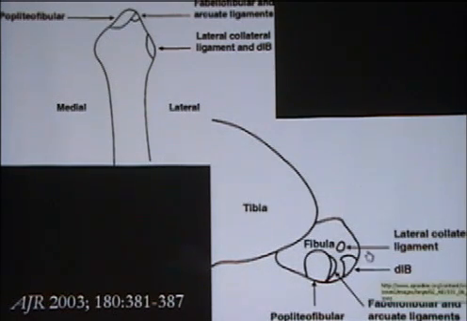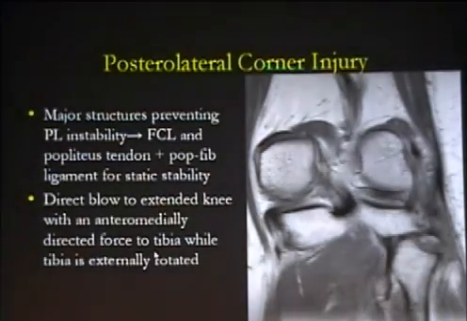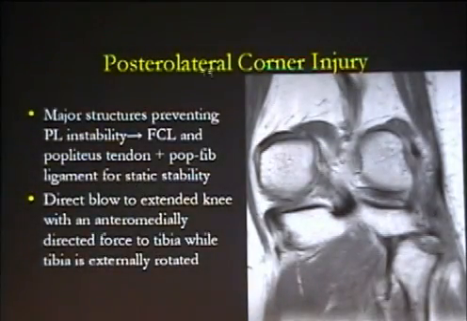Okay? Here, this is an axial schematic. And you got your fibular collateral ligament. Then up here on the styloid process, we have the fabellofibular and the arcuate ligaments, and then most medially over here, the popliteofibular ligament. Okay, it's all in your CD.